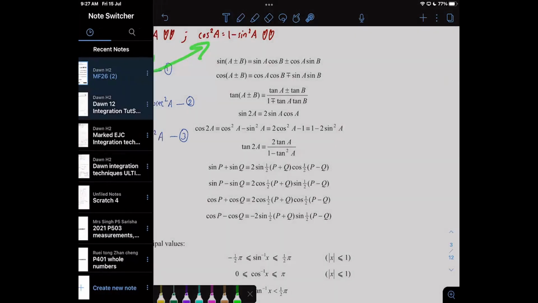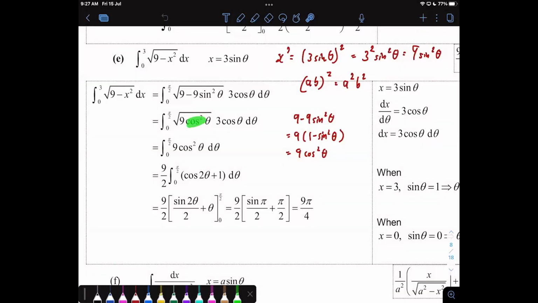So now we got 9 cos square. Take a square root. What happens when you take the square root? Think about it. This is actually the square root of 9 times the square root of cos square, right? Which simplifies into 3 cos theta. Actually, technically, when you take the square root, it should actually be the modulus of cos theta. I hope you know this.